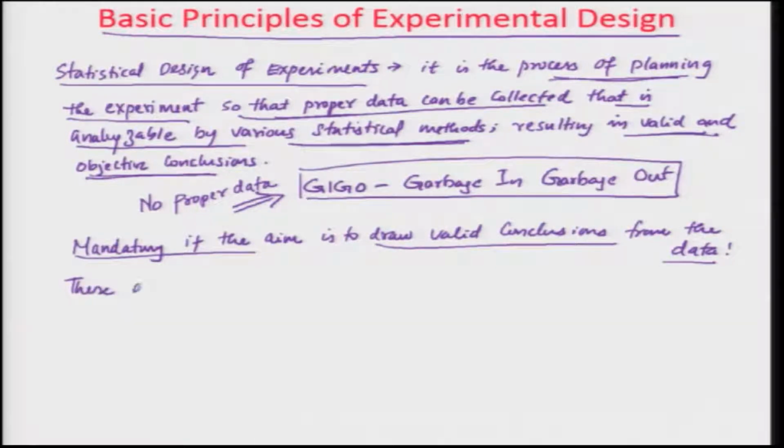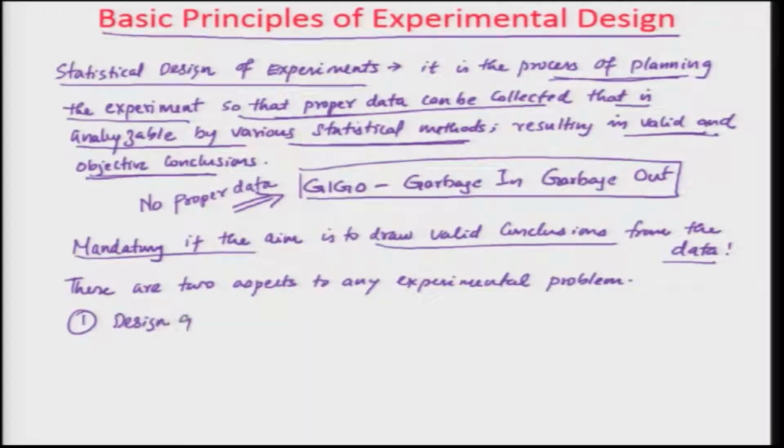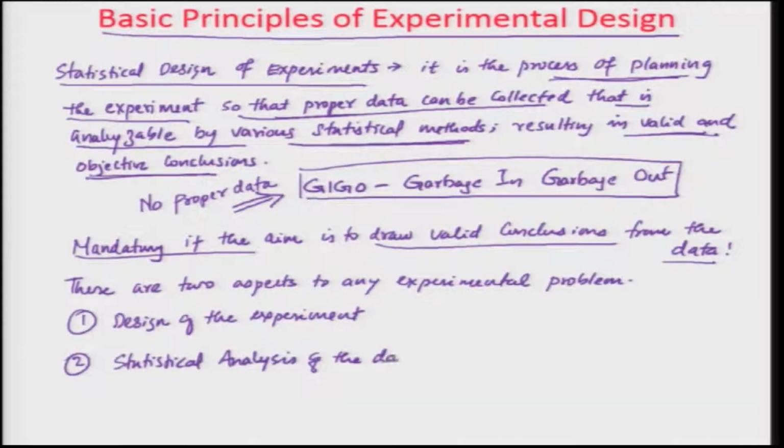And there are two aspects to any experimental problem. Okay. There are two aspects to any experimental problem. Number one, the design of the experiment. And number two is the statistical analysis of the data. Okay.